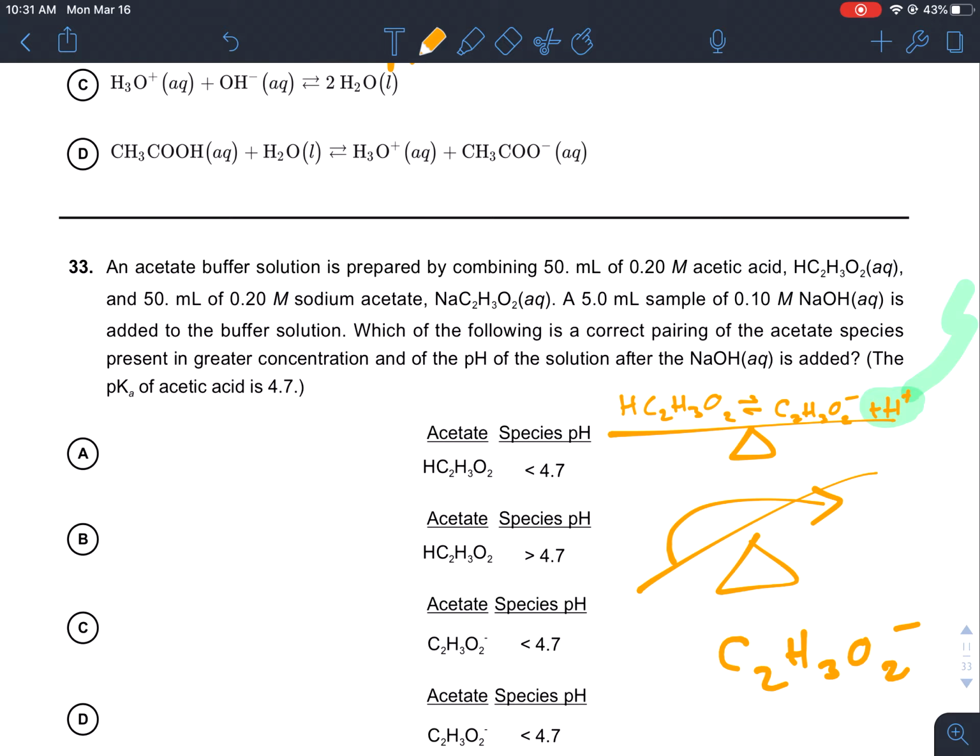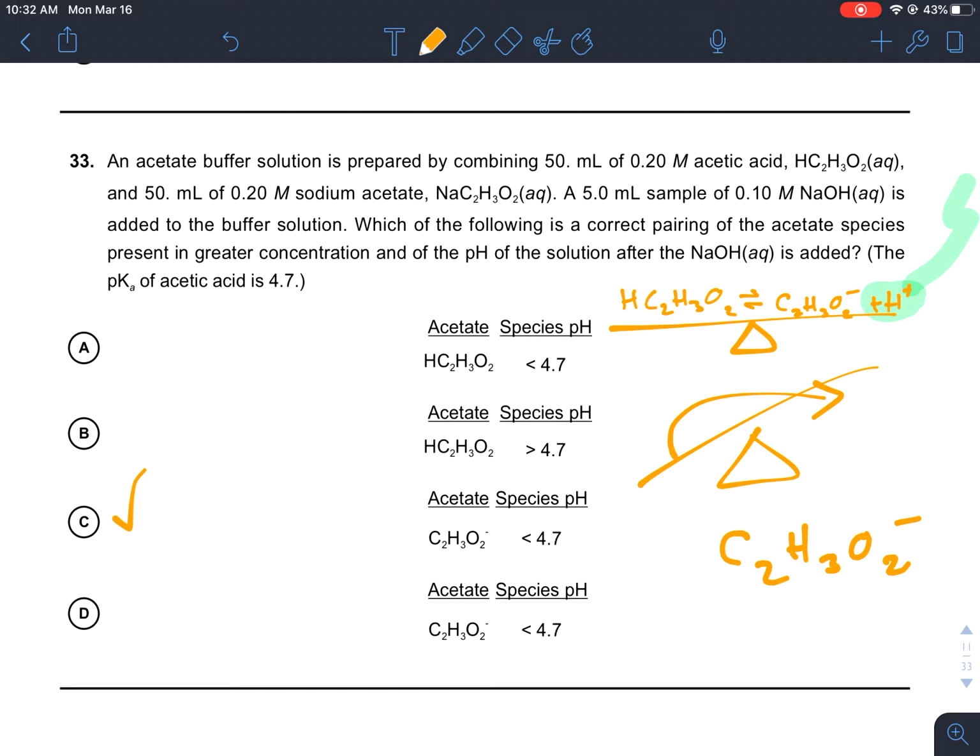Ooh, I don't know. I'm confused now. Okay, so it says, which of the following is the correct pairing of the acetate species present in greater concentration and the pH in the solution after the NaOH is added? So, okay, it has to be between C and D. It can't be A or B because we know that the acetate is in greater amounts. Oh, you know what? I think they messed up here.